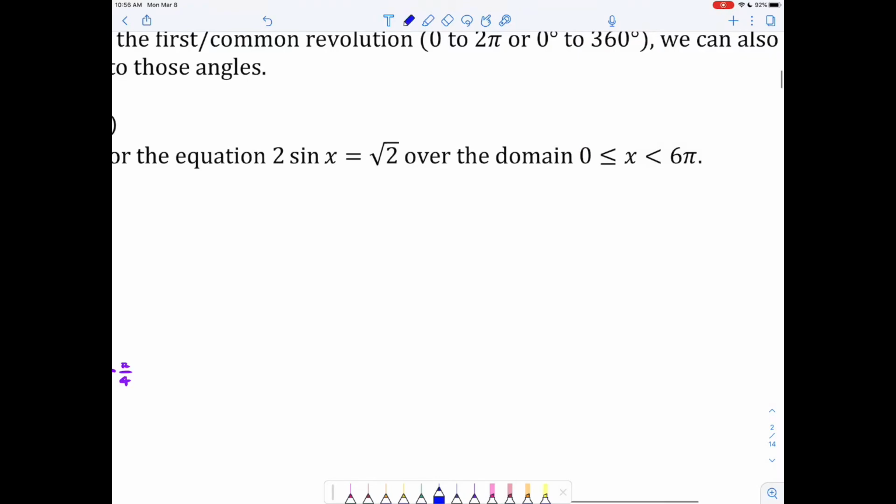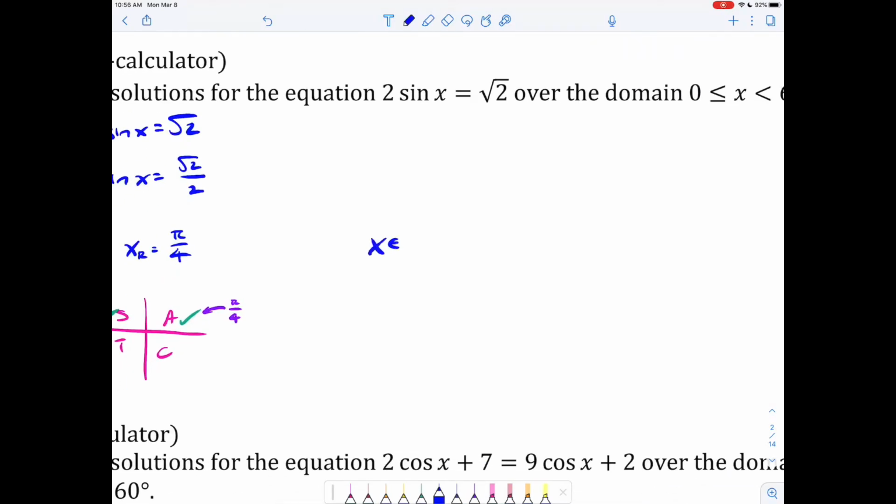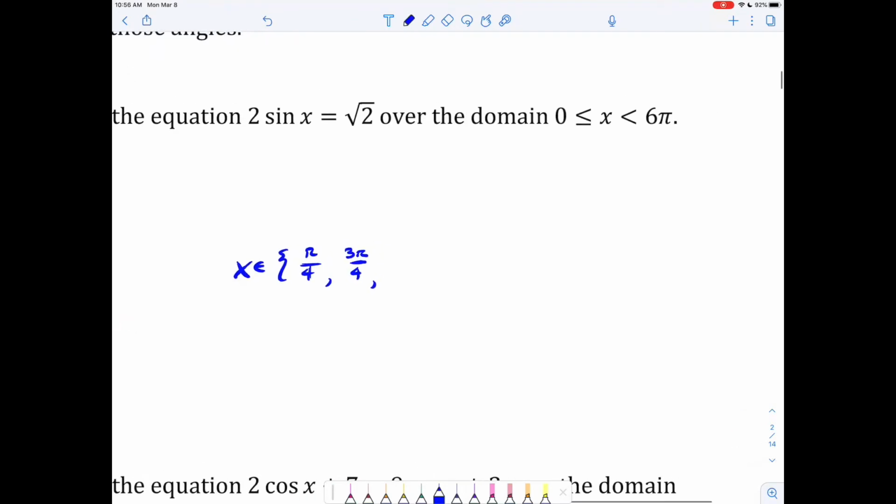And I can start writing them in here. I can say that x could be pi over 4, if this pen starts working again. And it could be, are you serious right now? Sorry, everyone. And it could be 3 pi over 4. But also anything coterminal to that, as long as it's still less than 6 pi and more than 0.